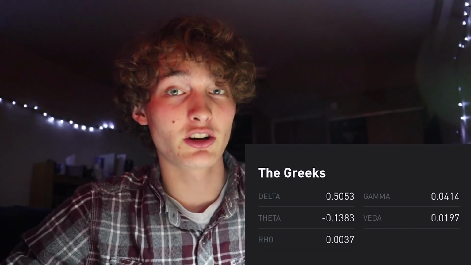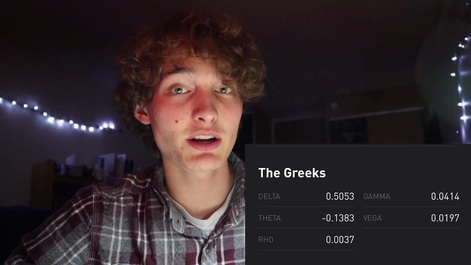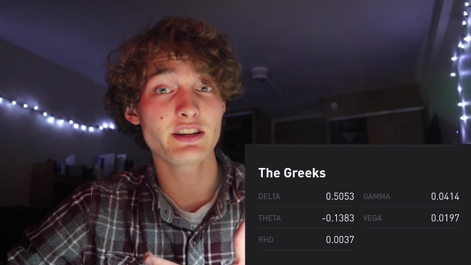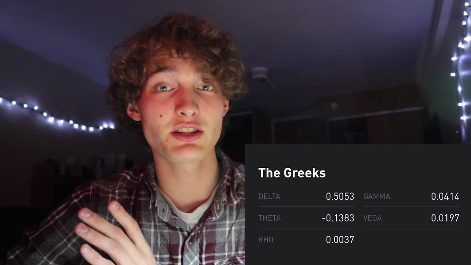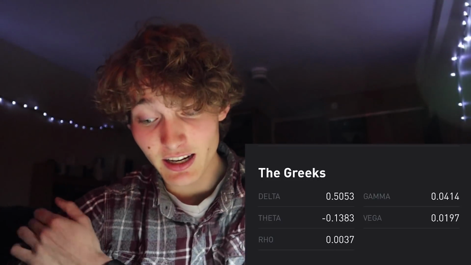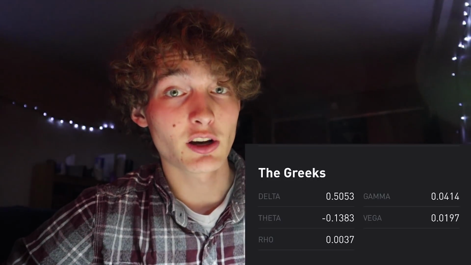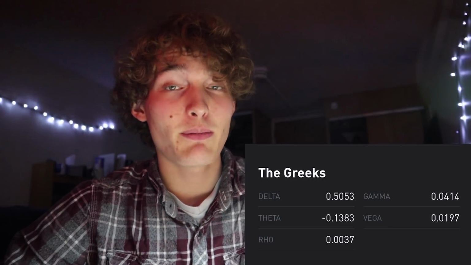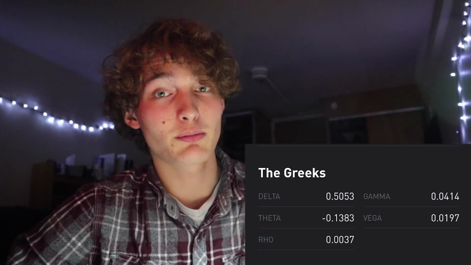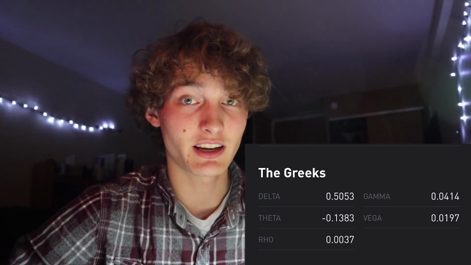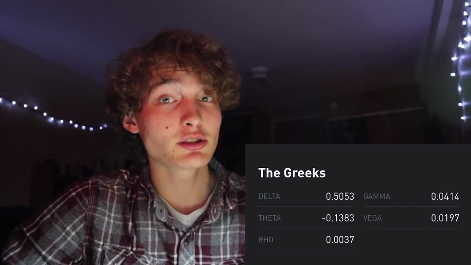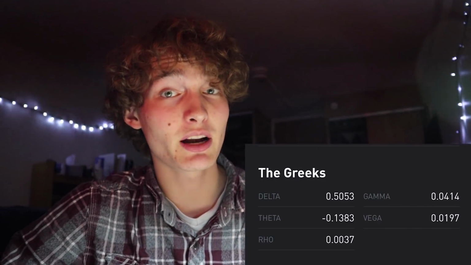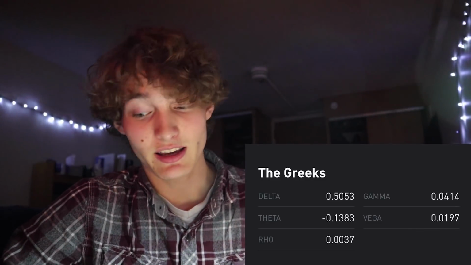The theta, also known as the time decay of the option, tells you how much the option premium will change each day closer to the expiration date. So the theta here is negative 0.1383. If the stock price didn't move at all during that day, and the new day came, you'd expect the premium price to go down by 13 cents here. This is because as you're getting closer to the expiration date, the likelihood of the option expiring in the money is becoming less and less likely.